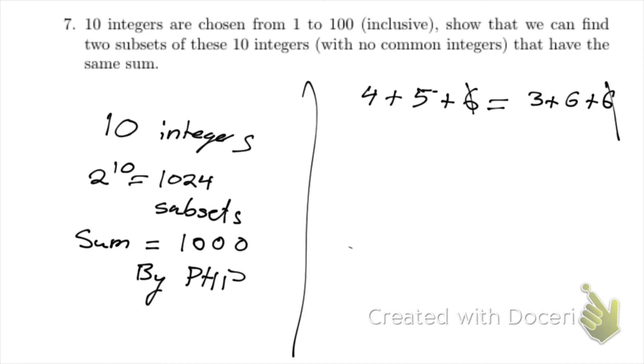And of course, that's like me subtracting 6 from both sides, so it's still going to be true. So now we have two subsets which are disjoint. They have no common integers, 4, 5, and 3, 6. Those are two subsets that have no common integers but still have the same sum. So if we can find any two subsets which have the same sum, we can just reduce those to find two subsets that have no integers in common and the same sum. So then we're done by this.